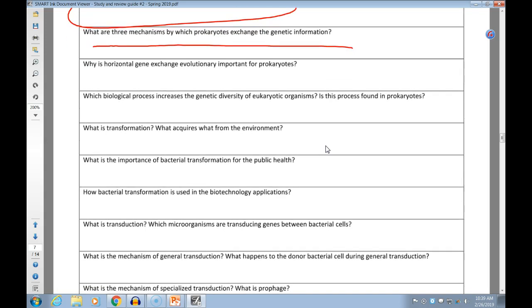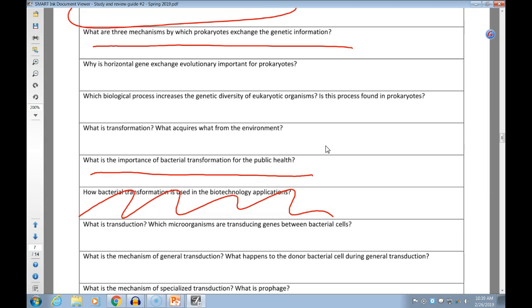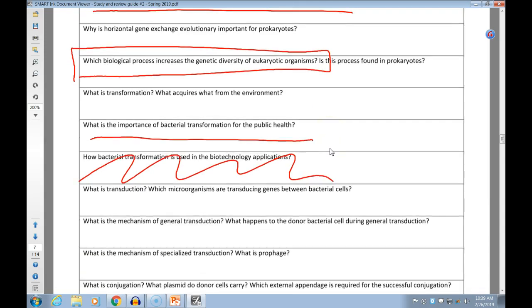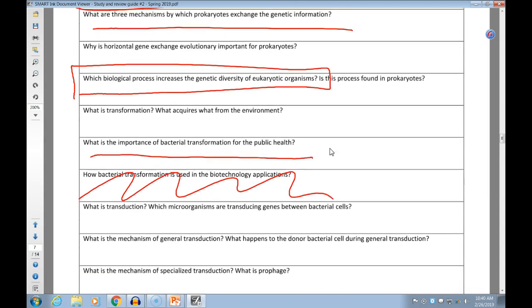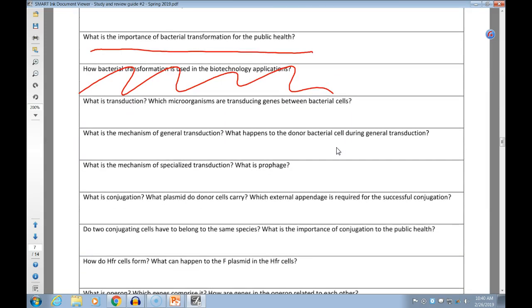I'm not going to ask about bacterial transformation in biotechnology application, or the importance of bacterial transformation for public health. All of these horizontal gene transfers contribute to the spread of antibiotic resistance. Diversity of eukaryotic organisms is increased by sexual reproduction, and prokaryotes cannot do sexual reproduction. This is why horizontal gene transfer exists.